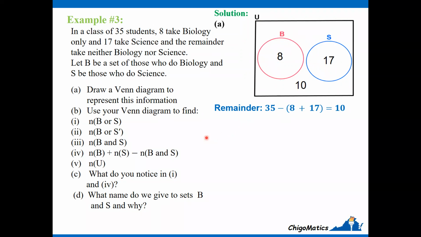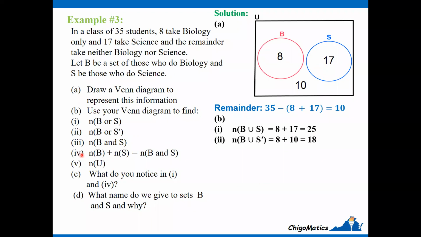Now I'm going to use that Venn diagram to answer the question. Roman figure 1, number of those who do biology or science. In this case, we add 8 and 17 to get those who do biology or science. So exactly this is how it goes. Then Roman figure 2, number of those who do biology or do not do science, right? The biology and do not do science. You find that these are the 2, 8 and 10. So we add them, you get 18.